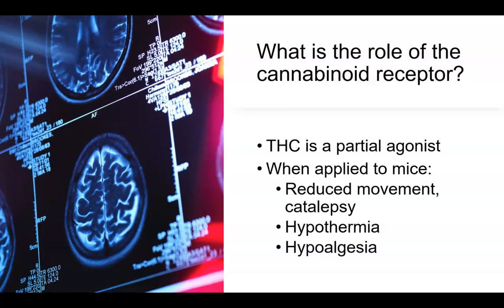So it's not actually a full receptor agonist. That's partially because researchers have found that there are synthetic cannabinoid compounds that they've made that actually work better on cannabinoid receptors than THC. And researchers have found that when it is applied to mice, you're going to see things like reduced movement to the point of catalepsy, where they just really don't move for a while, hypothermia, which basically means lowering of body temperature, and hypoalgesia, which is a dampening of the pain response.